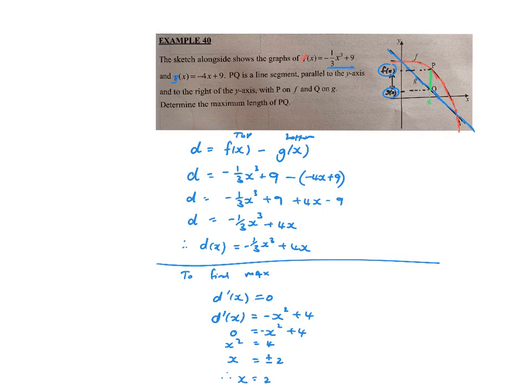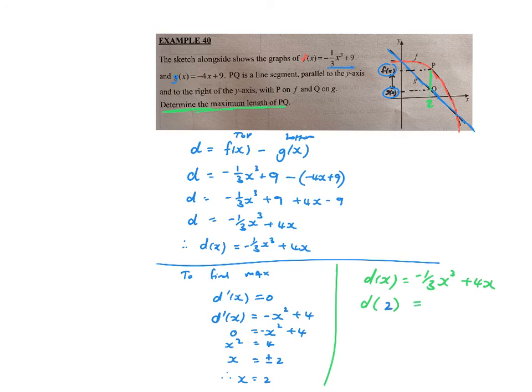Oh, remember I guessed correctly earlier. So at x is equal to 2, that will be the maximum distance. But they actually ask you to determine the maximum length. So in other words, how do I find the maximum length? Well, I've got the equation for the distance. It's minus a third x cubed plus 4x. But now I know at which point. It is at the point when x is equal to 2.